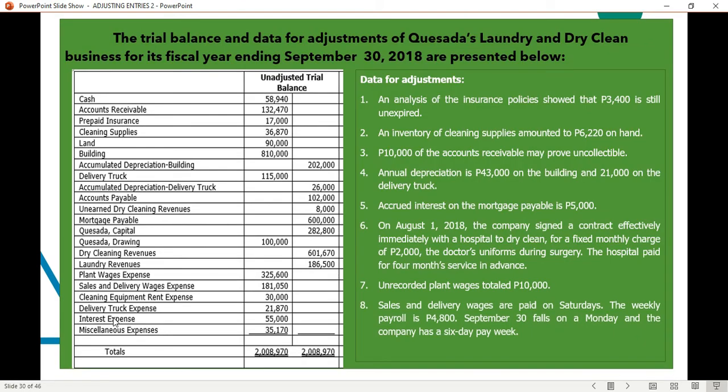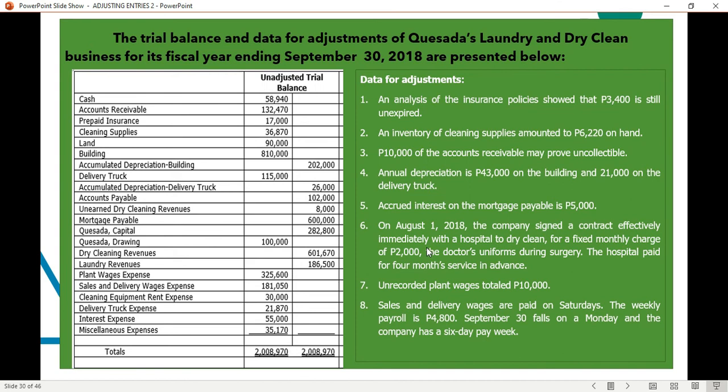Number 6. On August 1, 2018, the company signed a contract effective immediately with the hospital to dry clean the doctors' uniforms during surgery for a fixed monthly charge of 2,000. The hospital paid for 4 months of service in advance. Okay, so what is this? This is a pre-collection. If you check your unadjusted trial balance, we have unearned dry cleaning revenues of 8,000. So this is an advance payment, good for 4 months.